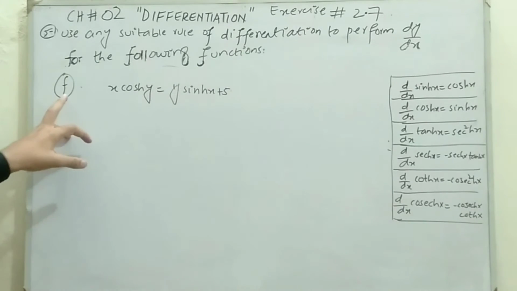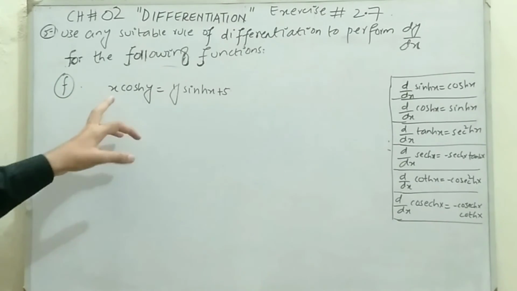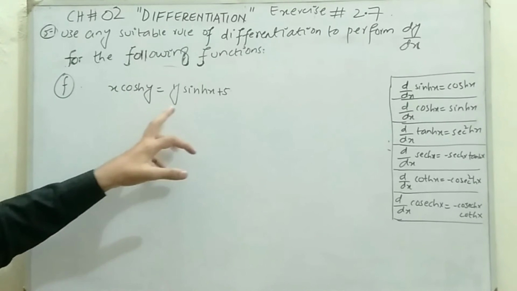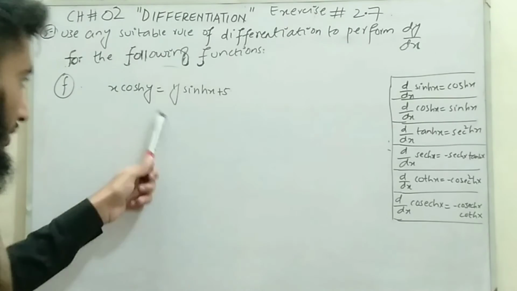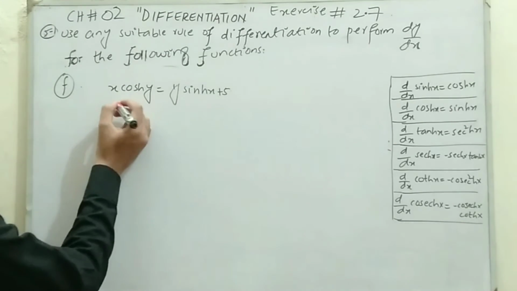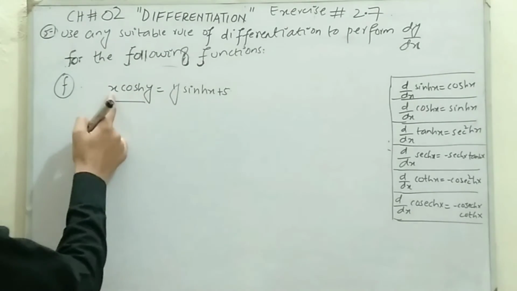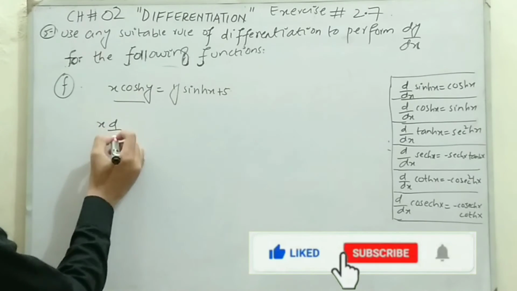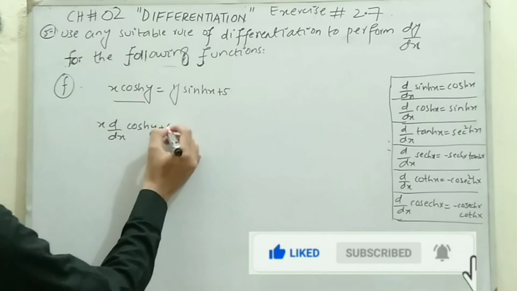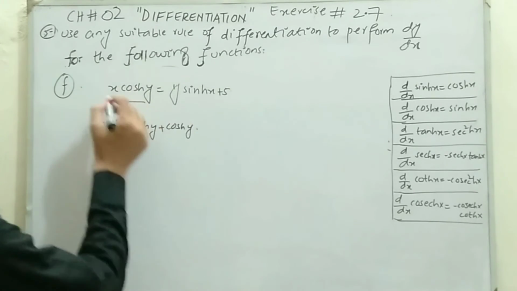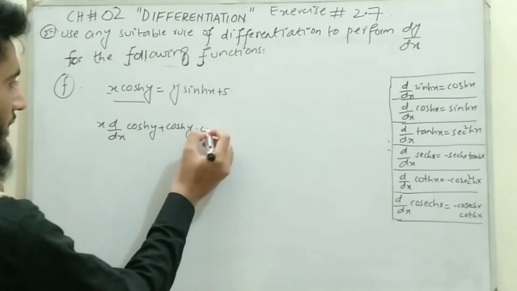Now move to the last part, number F of question number 5. It tells that x cosh y is equal to y sinh x + pi. Find the derivative of this function. Here we have two functions, so we will use the product rule of differentiation: first function x times derivative of second function cosh y, plus second function cosh y times derivative of x. This is the first function, its derivative is 1.